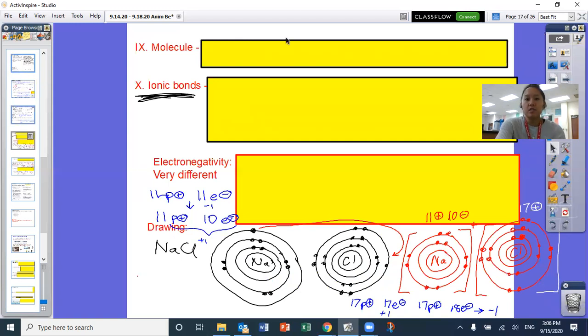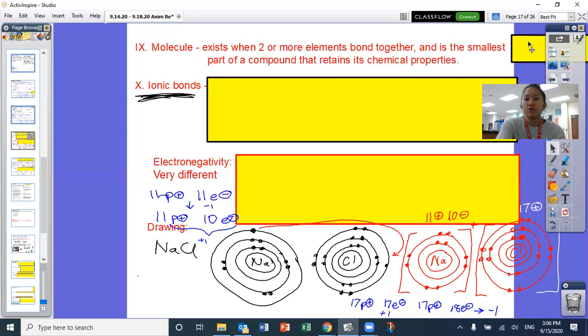Okay, here we have the definition of a molecule. Again, make sure you pause whenever you need to. You can pause at each section or at the end of each page. A molecule exists when 2 or more elements bond together and is the smallest part of a compound that retains its chemical properties. Pretty self-explanatory. So when you have elements, they bond together, you get a molecule.